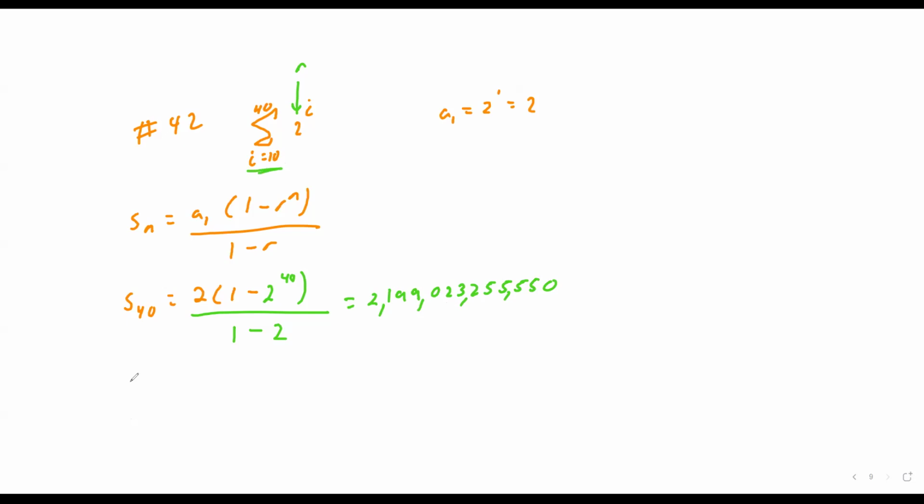Notice this is i equals 10. So I also need to go find S of 10. Actually, S of 9. So I can take that first 9 terms off. So that'd be 2 times 1 minus 2 to the 9th over 1 minus 2. When I do that, I actually get just 1,022.